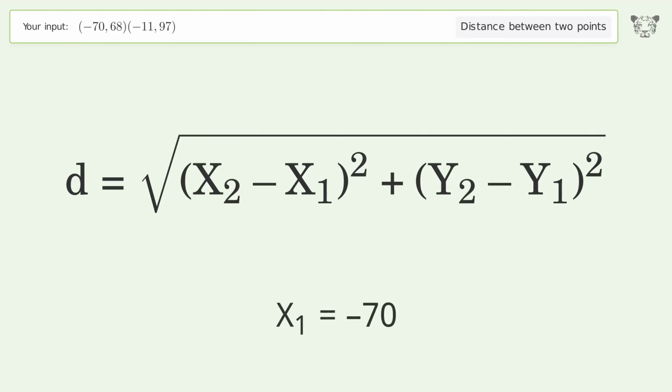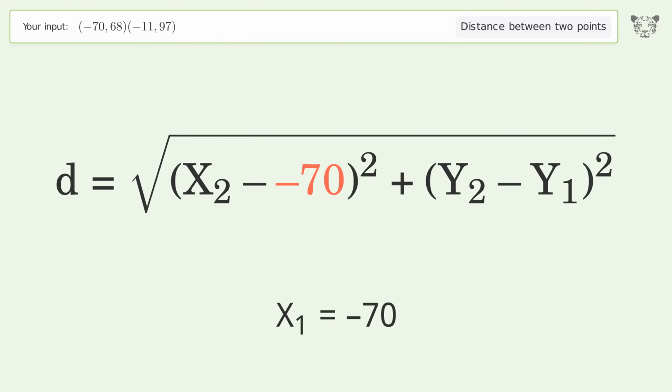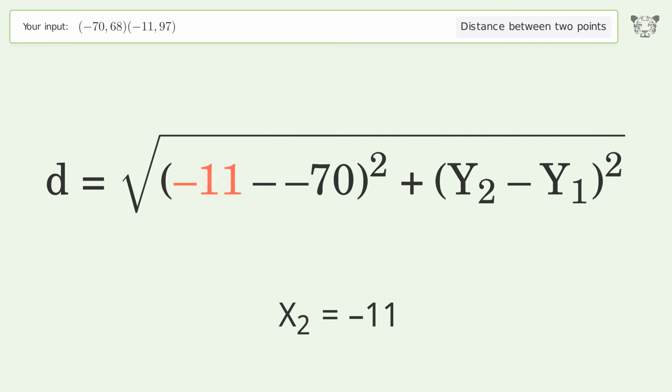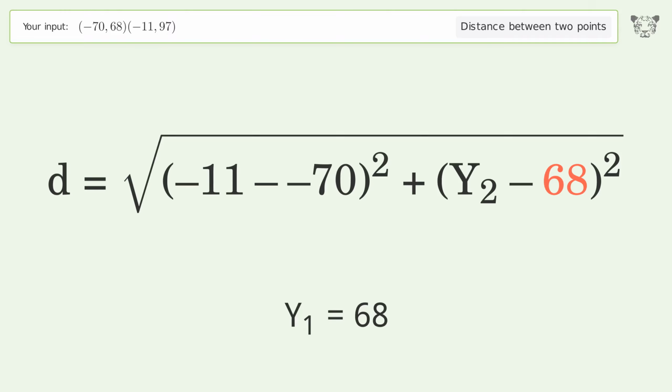x1 equals -70. x2 equals -11. y1 equals 68. y2 equals 97.